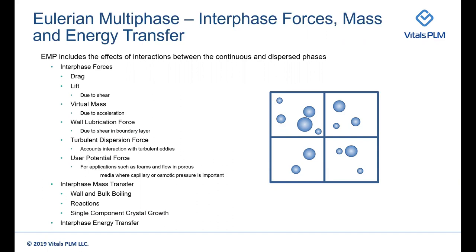Another interface force is the wall lubrication model. It is a counterforce acting against the lift created by the shear in the wall boundary layer, and it is important while modeling bubble columns. The next interface model possible in the all-in multiphase framework is the turbulent dispersion force. This force accounts for the interaction between the dispersed phase and the surrounding turbulence of the continuous phase.